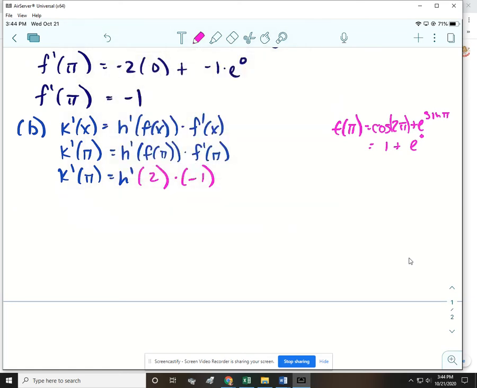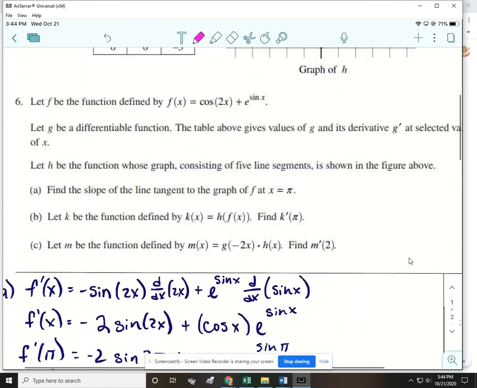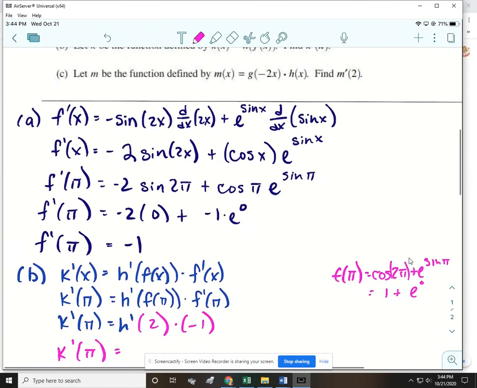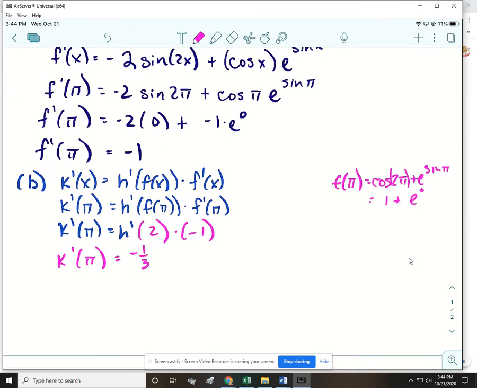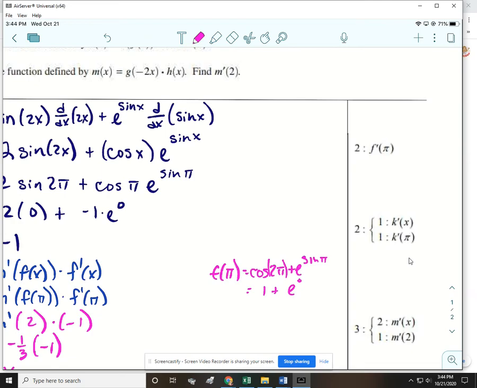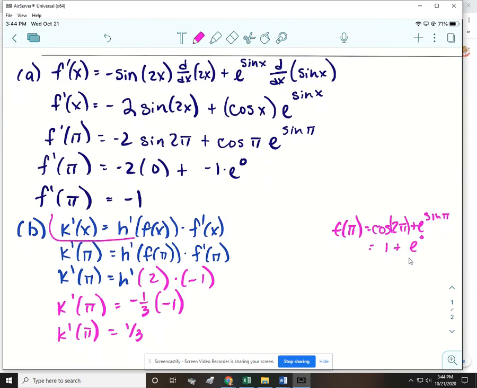All right, and then that takes us to h prime of 2. To find h prime of 2, we go to the h function, which is the graph. 2 is here, and the h prime is going to be the slope of the graph at that point, and that graph has, at that point, a slope of -1/3. So k prime of pi is 1/3 when I multiply those together. Okay, so what the AP people do on this, you get 1 point for writing this, and you get 1 point for getting 1/3.